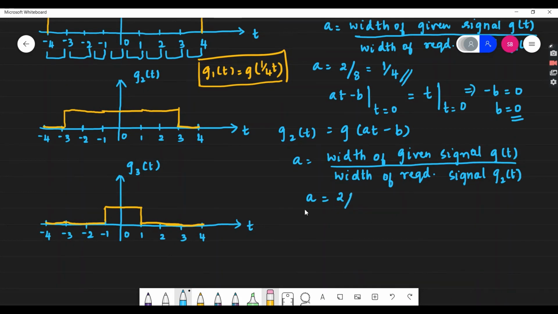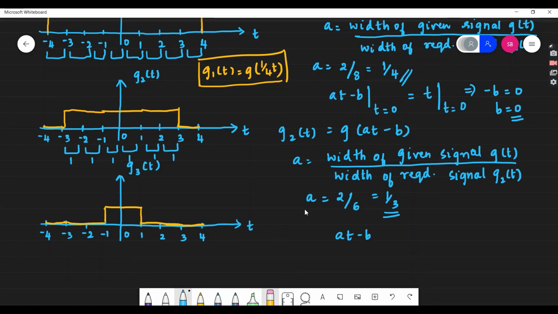divided by the width of the required signal. So it is 1 plus 1 plus 1 plus 1 plus 1 plus 1, that is 1, 2, 3, 4, 5 and 6. So it is 2 by 6, which is equal to 1 divided by 3. Next, in order to calculate the constant value b, I take arbitrary values.